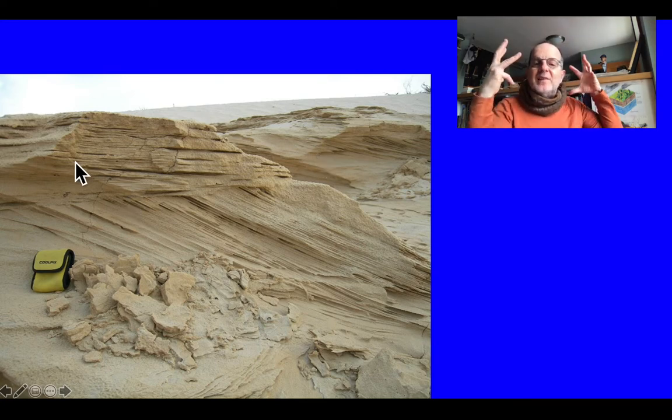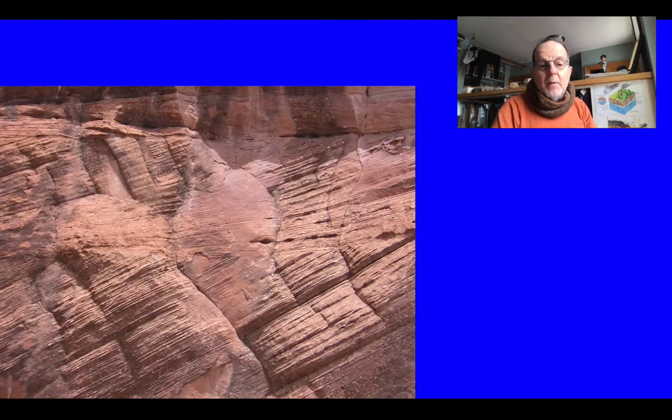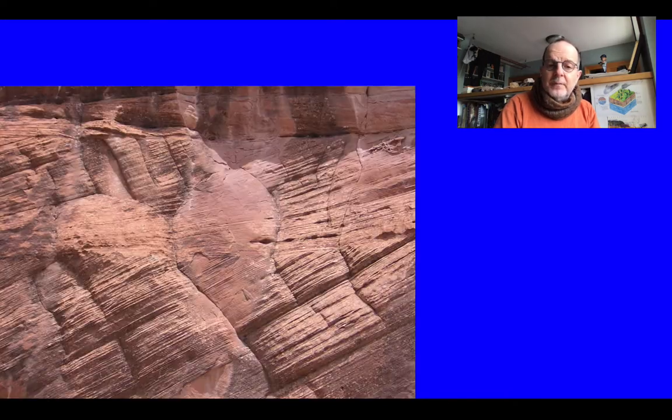Well, we can see this now looking at this actual sand dune somewhere. And then we can compare it with a rock that's millions of years old. And we can say, oh, this rock must have formed in a similar environment to this that we find today on the earth. So sedimentary rocks are very important in helping us understand the past.